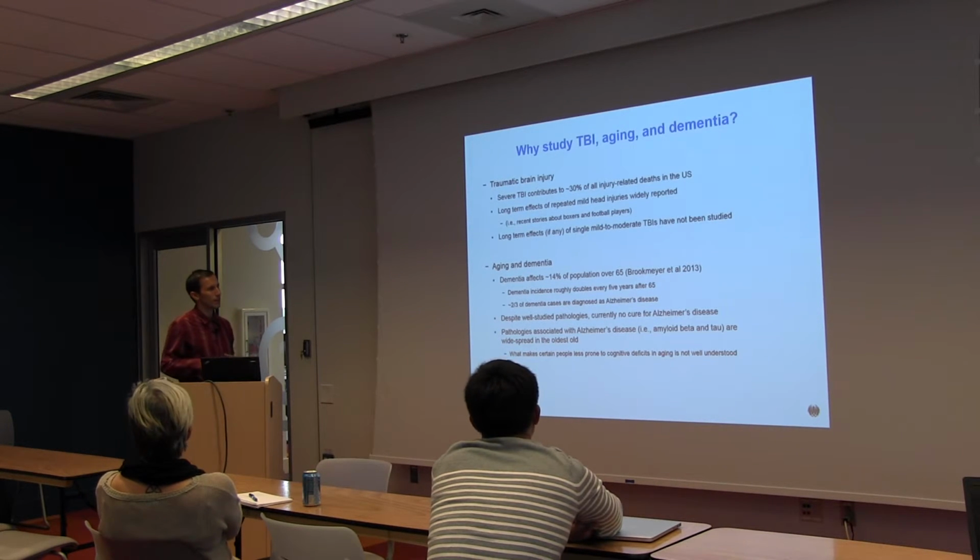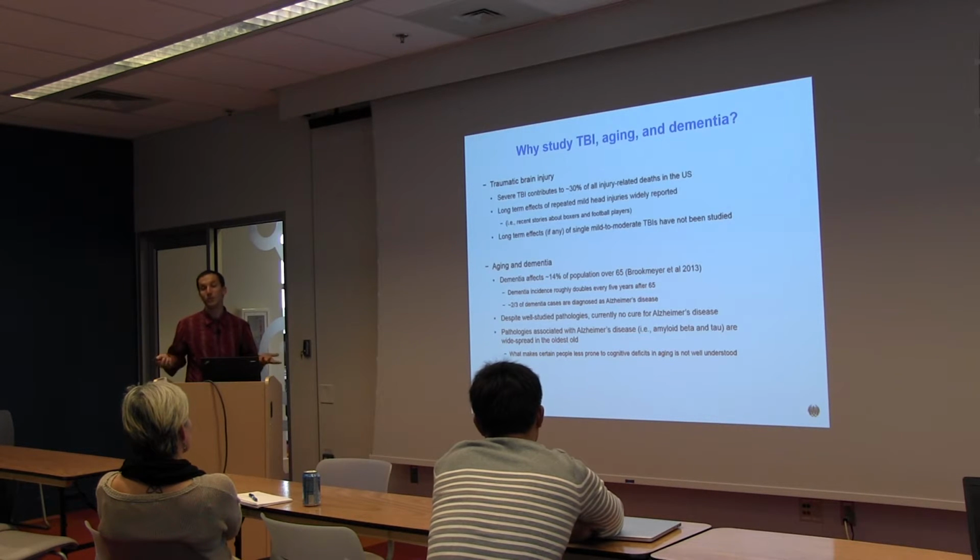Also, we wanted to look at aging and dementia, since dementia affects a large percentage of the aging population, about 14% of the population over age 65, and the incidence roughly doubles every 5 years. And the majority of these cases are diagnosed as Alzheimer's disease. And so there's no cure for Alzheimer's disease, despite the known 100 years of study.